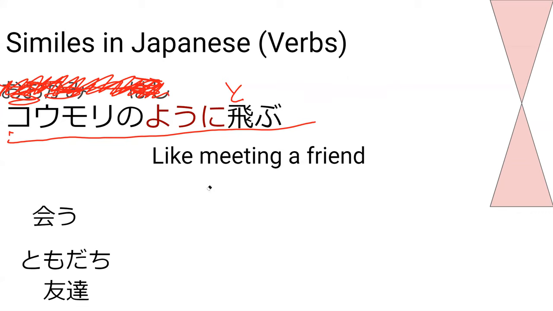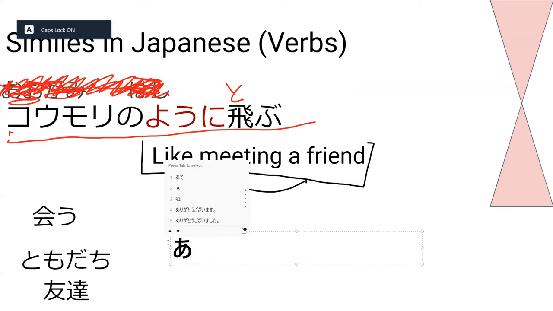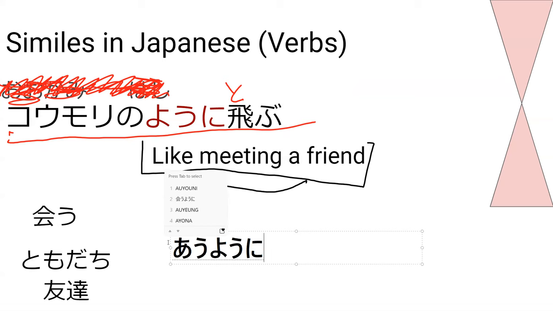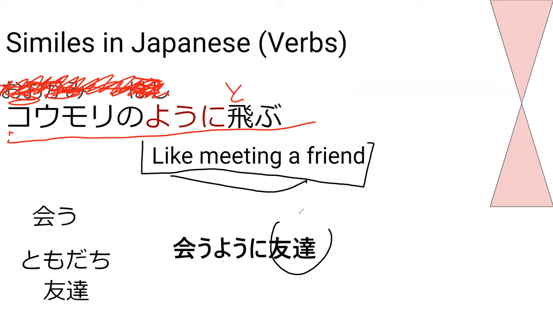You can also use this, just like we do in English, to mean like meeting a friend. How do you think we'd say like meeting a friend in Japanese? Au yo ni tomodachi. This means nothing, because tomodachi is a noun and ni goes with verbs, so there's not enough information here to make much sense of it.